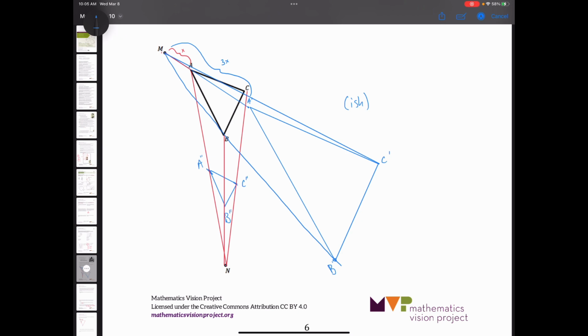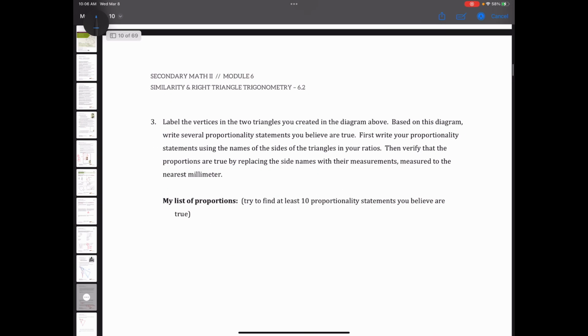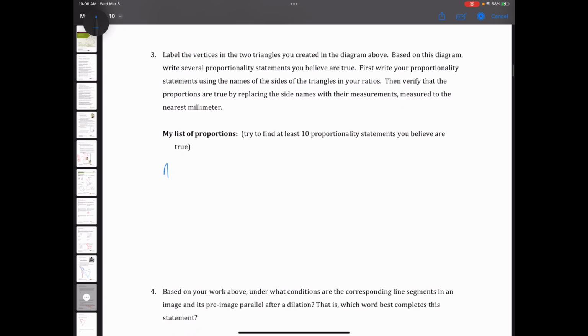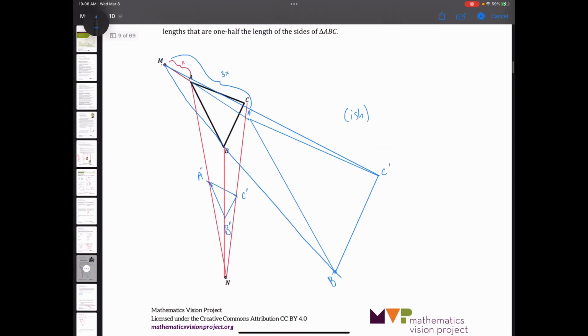So proportions might be like, here's a first one. Here's a little hint. A prime B prime over AB is equal to A prime C prime over AC. Because I'm taking this right here over this is equal to this divided by this. So I'm taking proportions of triangles.